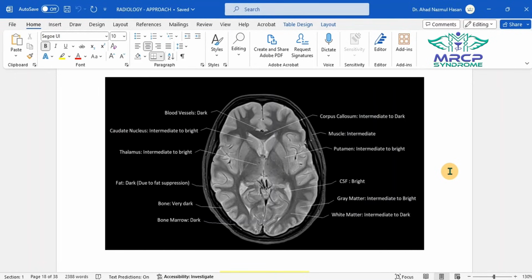So the CSF is appearing as bright and the fat is appearing as dark, which is completely opposite to the T1. In case of T1, the CSF would be dark and the fat would be bright. So this is a complete reversal of the T1. So this is the STIR pattern.